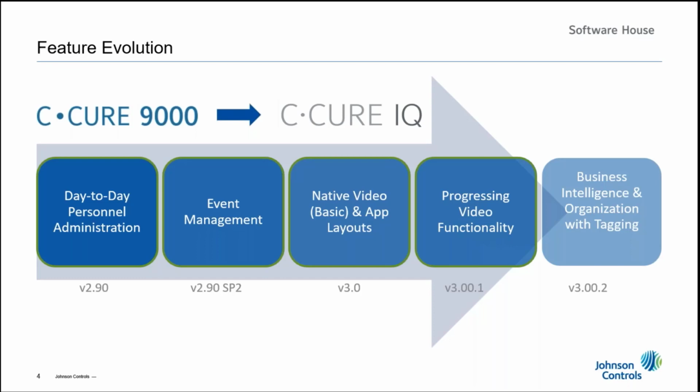And then this rev that we're introducing tonight is really progressing that video functionality. So you're going to see a lot of updates to how you can create tours or video views, how you can set streaming settings, and also the first step in our object-based forensic search right within SecureIQ. And then we'll give a sneak peek of what the team's working on. We do have 3.00.2 in the works right now. This is going to be focused on business or security intelligence and organization, so being able to add tags within the system.